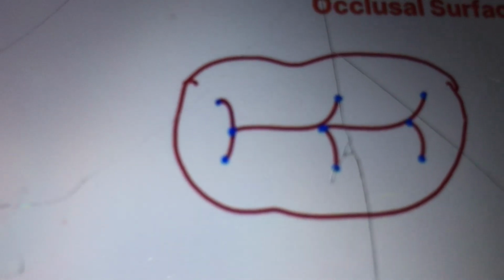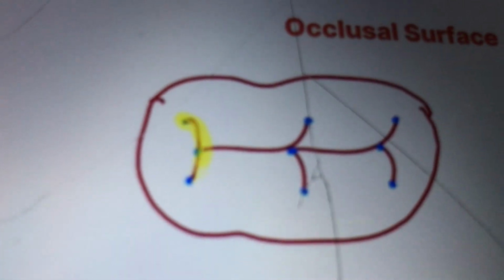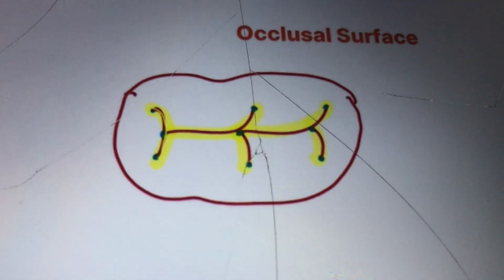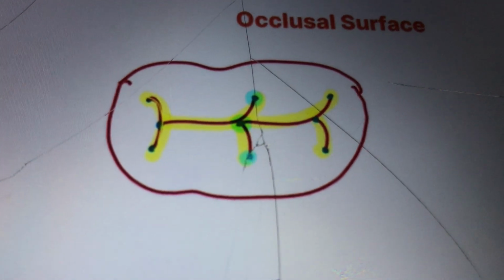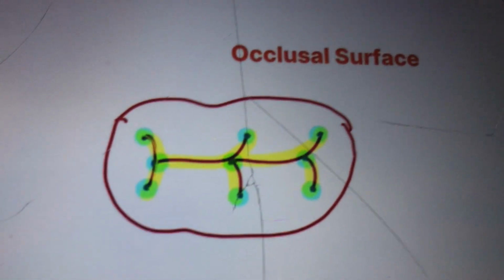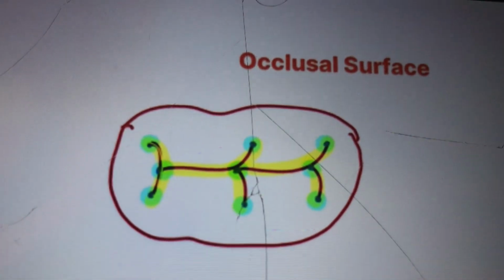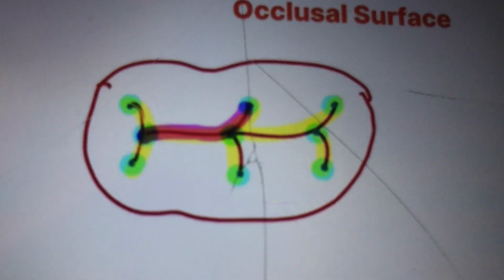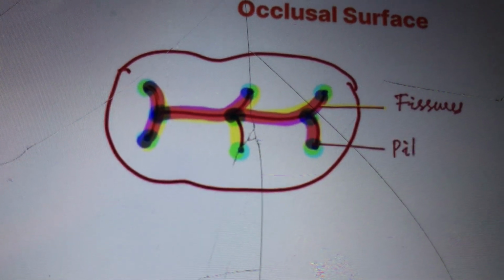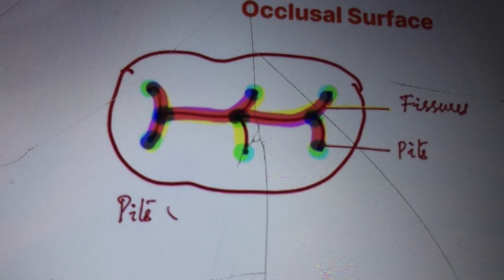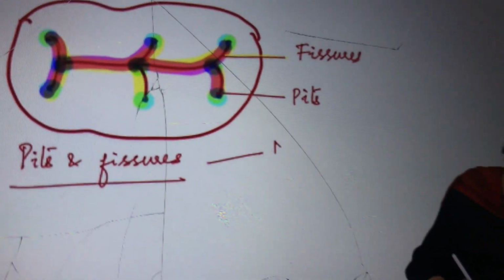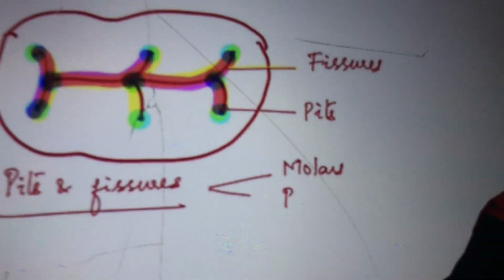So now this, what you're seeing, is the occlusal surface. The points here that are marked constitute your pits. These are developmental in nature, and these are your fissures. So together you can call them pits and fissures. Now they're usually seen on your molars, premolars.